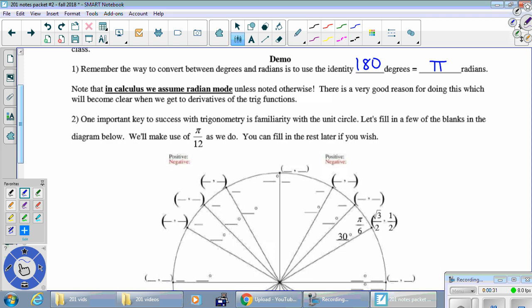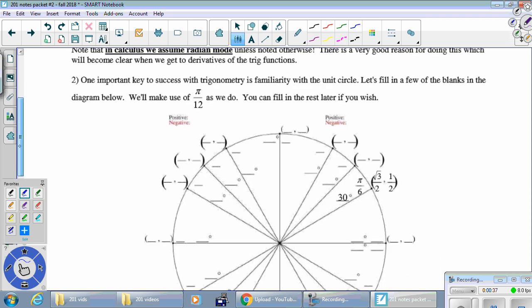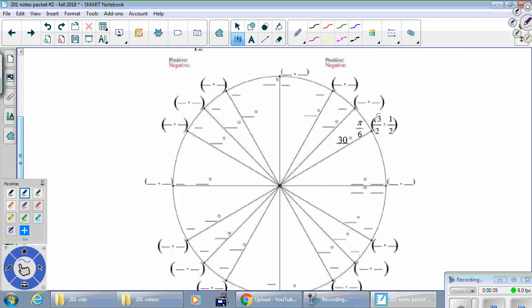One important key to success with trigonometry is familiarity with the unit circle. Let's fill in a few of the blanks in the diagram below. You can fill in the rest later if you wish. So here we go. First, let's start by filling in some angles in this unit circle. So 0 degrees is this first angle and 0 radians. And then you can see I've already filled in the next one here, 30 degrees and pi over 6.